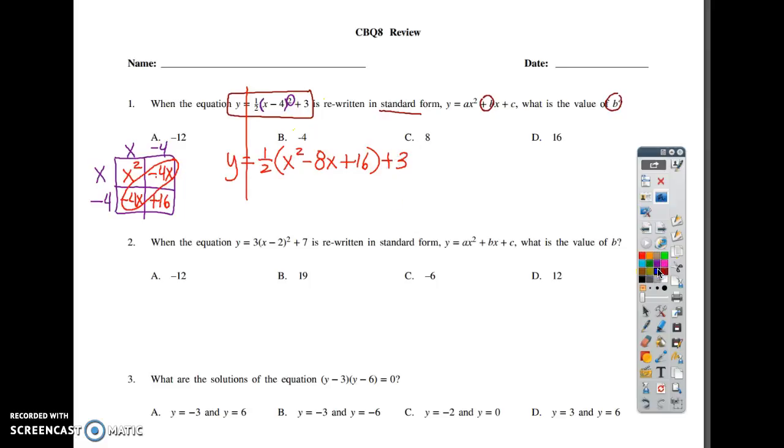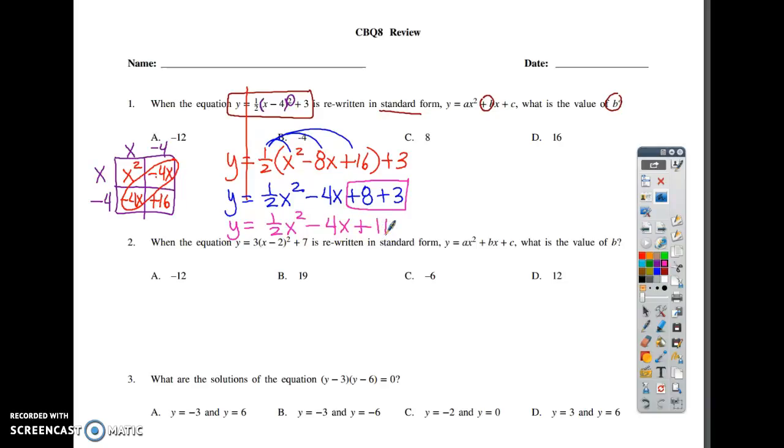So now you distribute the 1/2. So that gives you y equals 1/2 x squared. 1/2 times negative 8 is negative 4x. 1/2 times positive 16 is a positive 8. And then bring down the plus 3. Last step is to combine like terms. 8 plus 3 is 11. So your final standard form equation is y equals 1/2 x squared minus 4x plus 11.